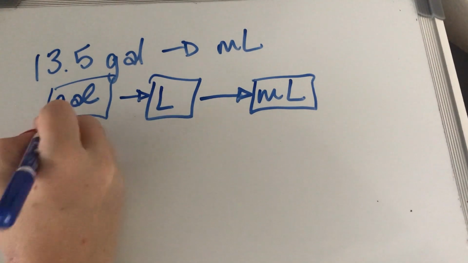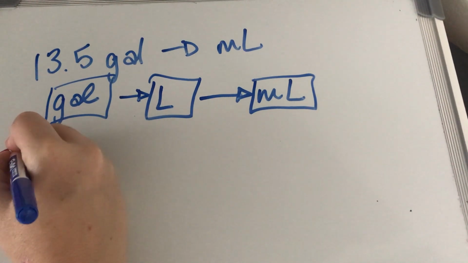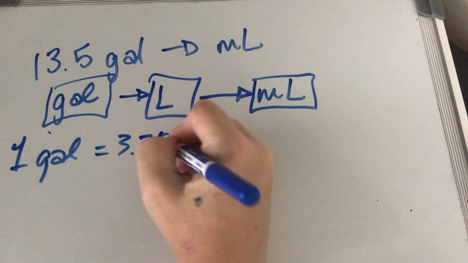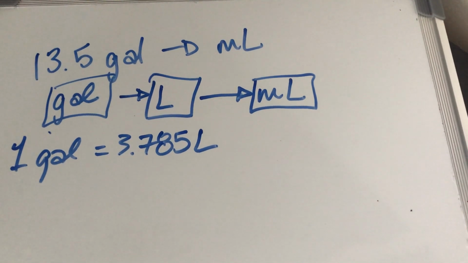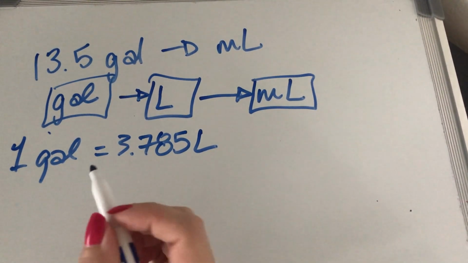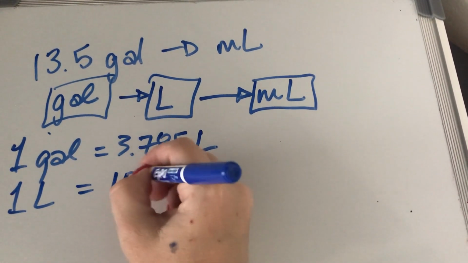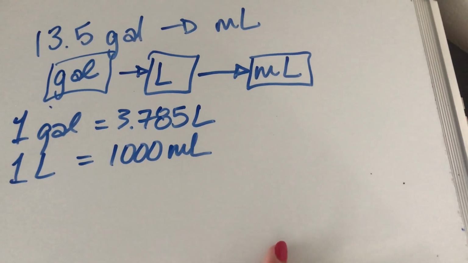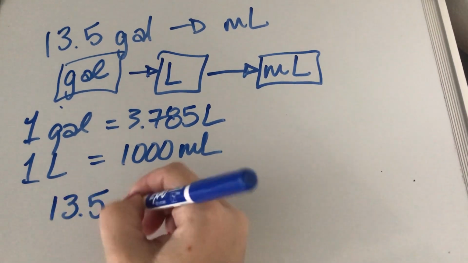So, the conversion factor that takes us from gallons to liters: for every 1 gallon, there are 3.785 liters, I think. That's correct. Thank you. And for every 1 liter, we have 1,000 milliliters, right? So I set up my railroad tracks.